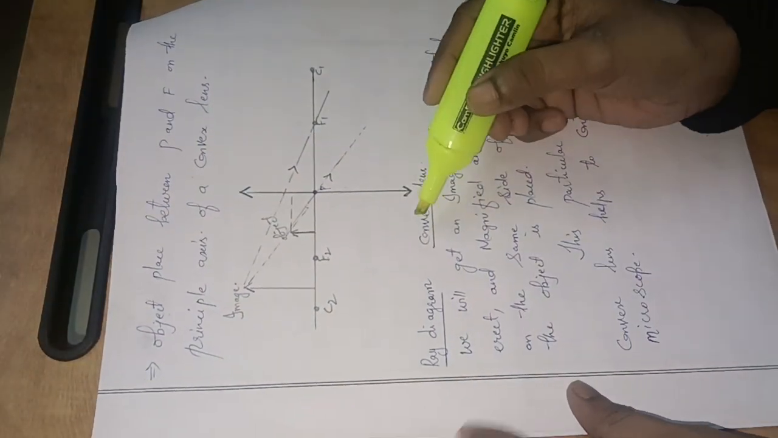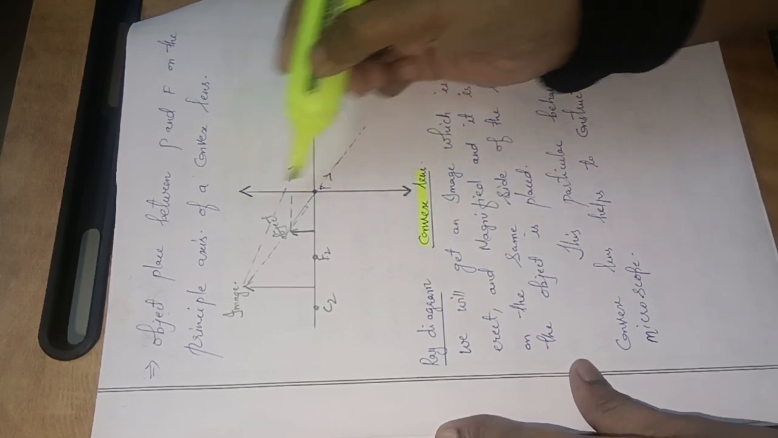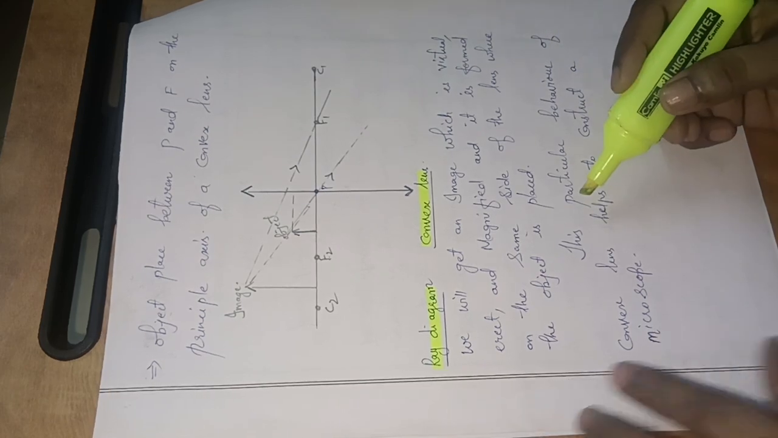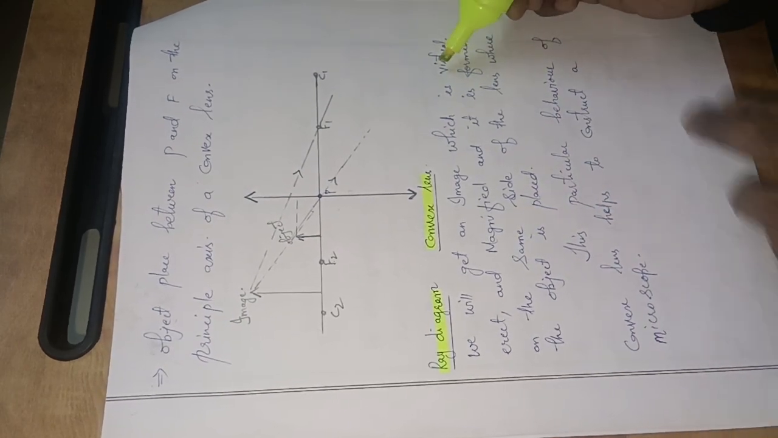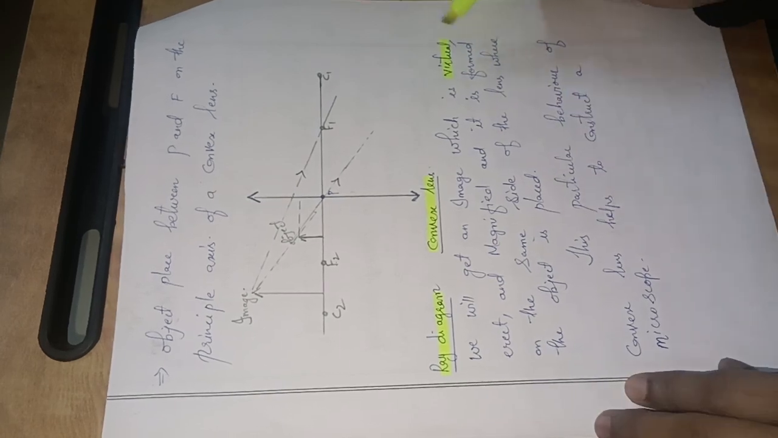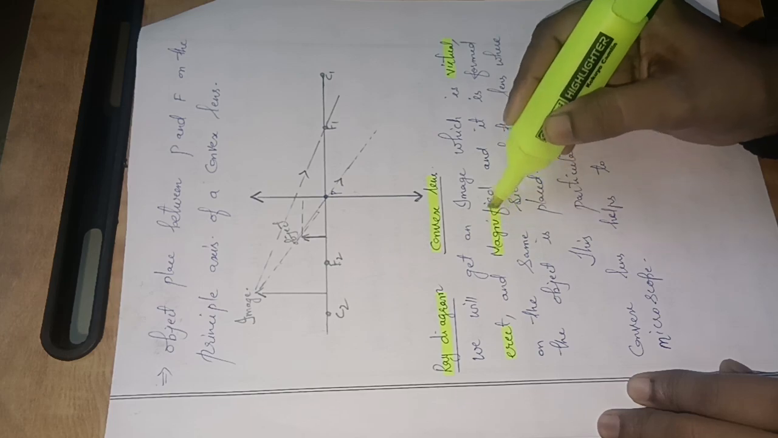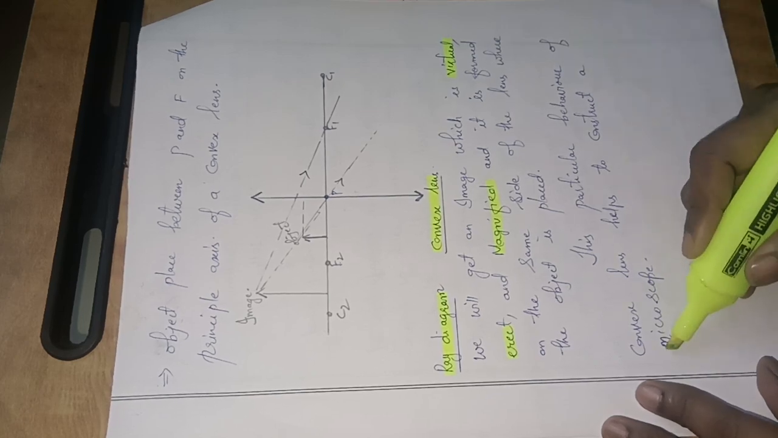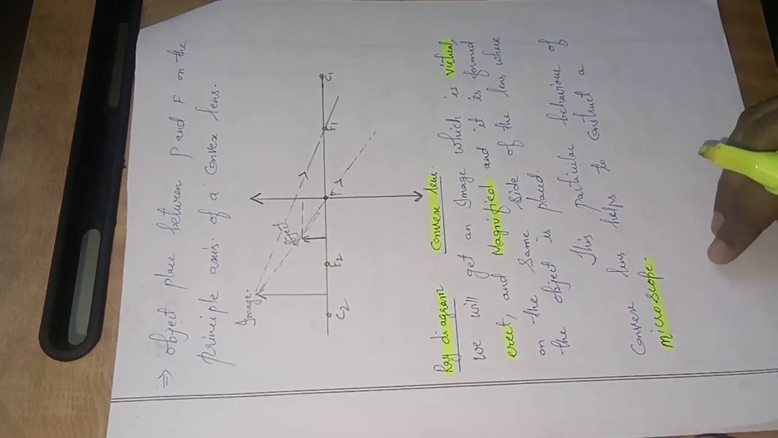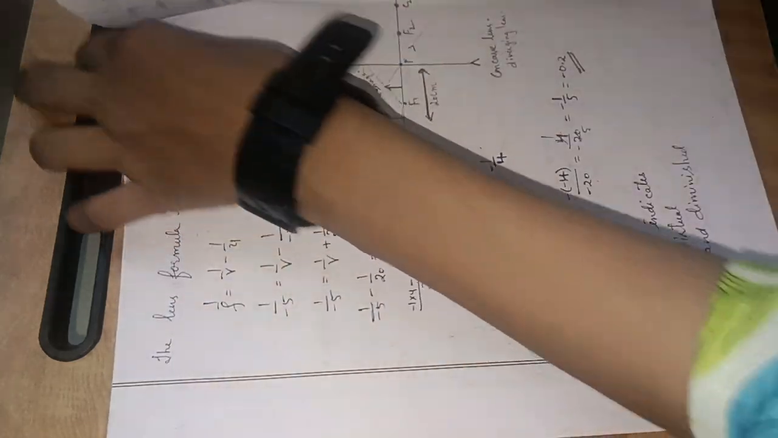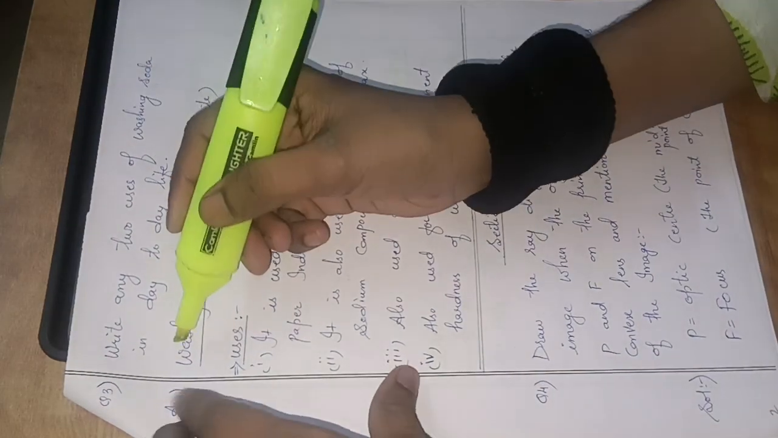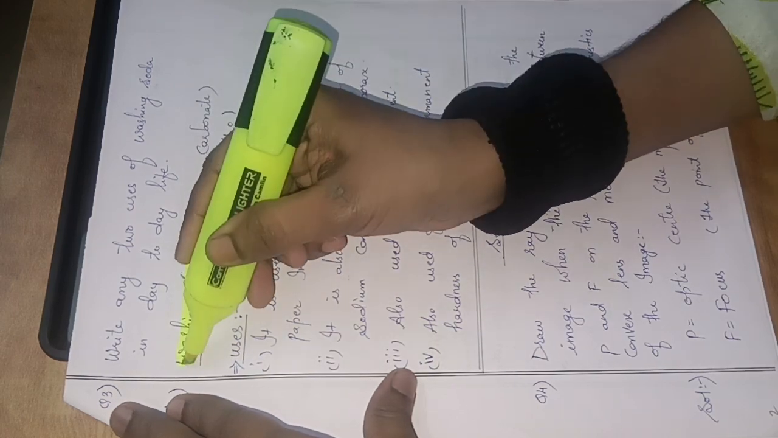So here it is very important to understand the convex lens symbol, the ray diagram and the characteristics of the image. You have to underline virtual, erect, magnified. And this particular behavior of the convex lens helps to construct a microscope. Now let's move to the next question. Don't forget to underline the washing soda side headings.